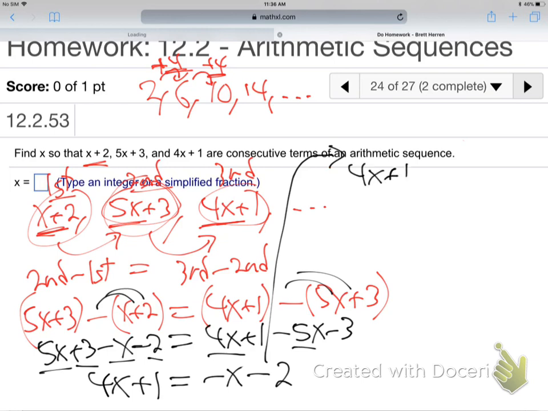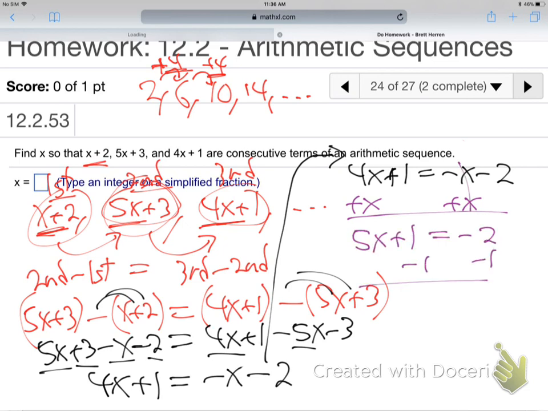So bring it up here. 4x plus 1 equals minus x minus 2. So now finish solving for x there. So add x to both. 5x plus 1 is minus 2. Subtract 1. 5x is minus 3, divided by 5. There's x.